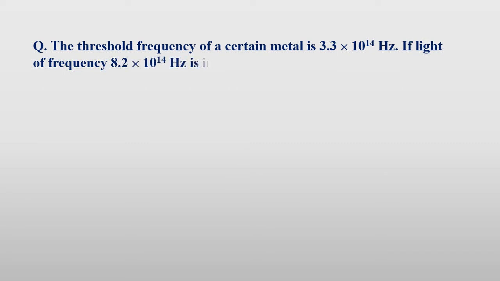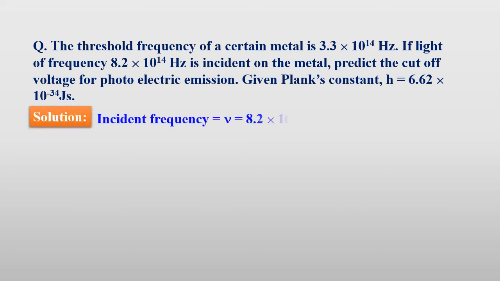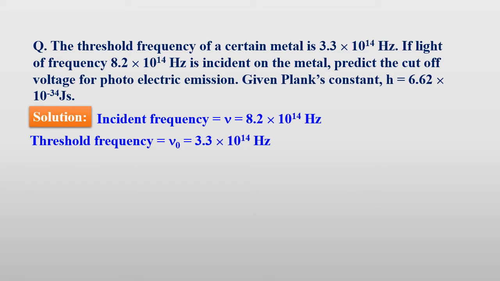Next question. The threshold frequency of a certain metal is 3.3 into 10 to the power of 14 Hz. If light of frequency 8.2 into 10 to the power of 14 Hz is incident on the metal, predict the cutoff voltage for the photoelectric emission. Given Planck's constant h is equal to 6.62 into 10 to the power minus 34 joule second. So the incident frequency is 8.2 into 10 to the power of 14 Hz, and the threshold frequency of the given metal is 3.3 into 10 to the power 14 Hz. We need to find the cutoff voltage here.